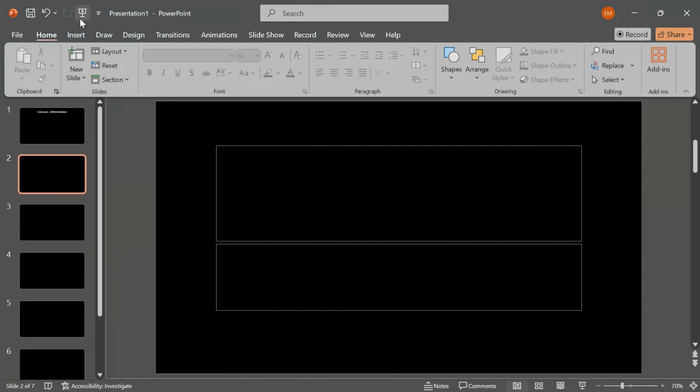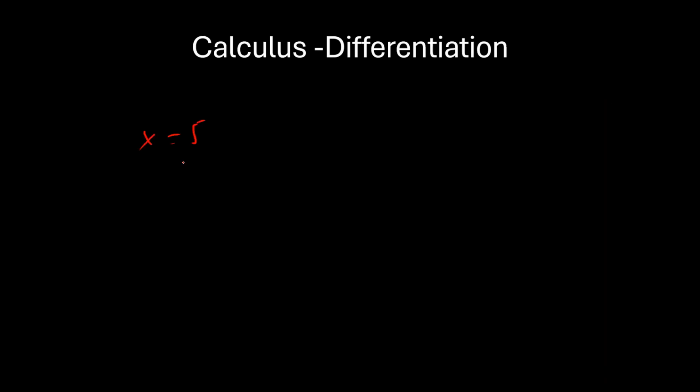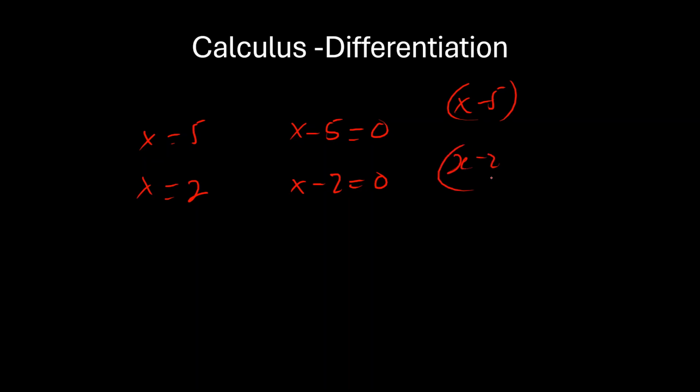So let's come back. We were having x equals 5 and x equals 2. So if you want to get the factors, it's going to be what? x minus 5 equals 0 and x minus 2 equals 0. These are the factors. So x minus 5, x minus 2. So you could have just written it like this and factored directly without using the normal procedure.